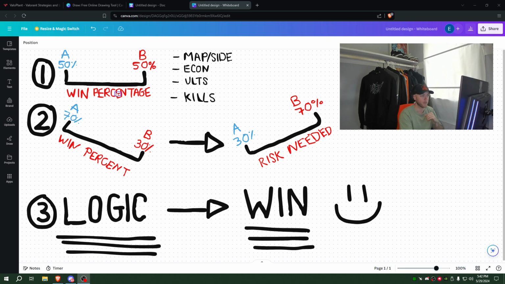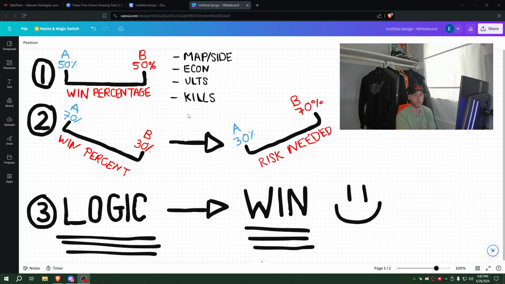So what I wanted to talk about now is what happens when the win percentage shifts in one team's favor, okay? So let's say team A is defense here on Ascent, and let's say they're facing a team that is on low buy, low econ, okay? So the enemy team doesn't have guns, the attack side doesn't have guns. Team A's win percentage at the start of the round is now bumped up to 70%.